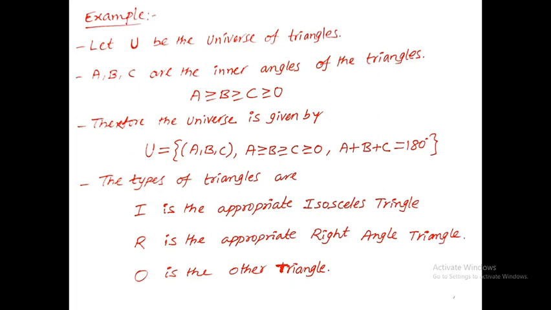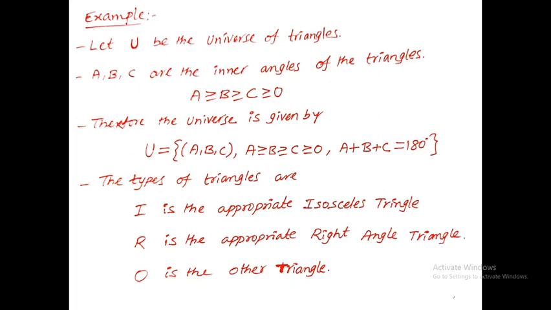Let's consider U as a set of triangles, and A, B, C are the inner angles of the triangles. Triangle means there are three inner angles, right? Those angles are A, B, C. To form a triangle, A should be greater than or equal to B, B should be greater than or equal to C, and C should be greater than or equal to 0 degrees, right? If any angle equals 0 there will not be any triangle formation. That's why A is greater than or equal to B, B is greater than or equal to C, and C is greater than or equal to 0.